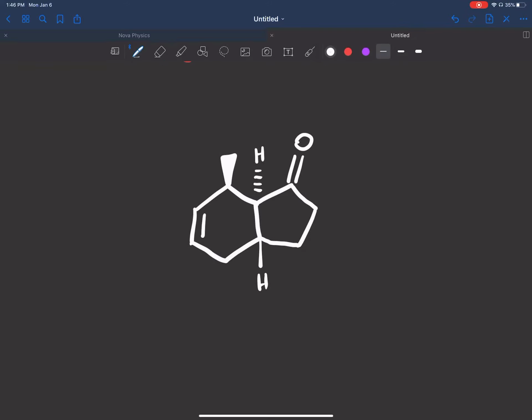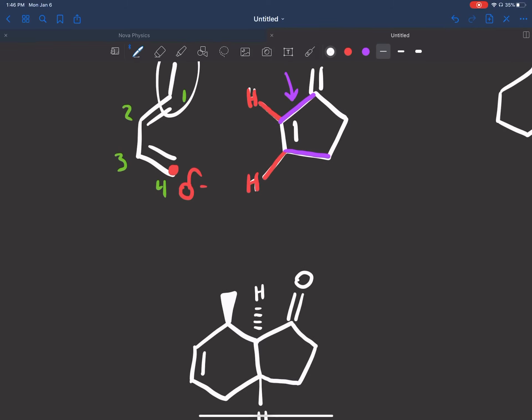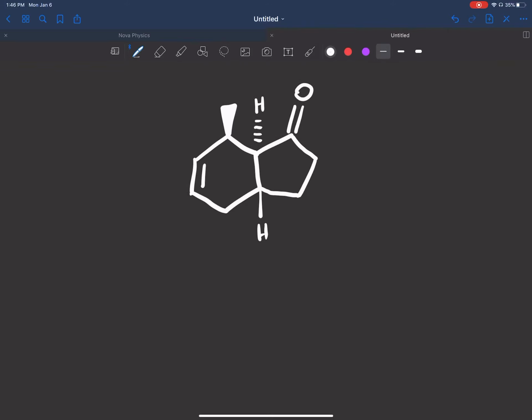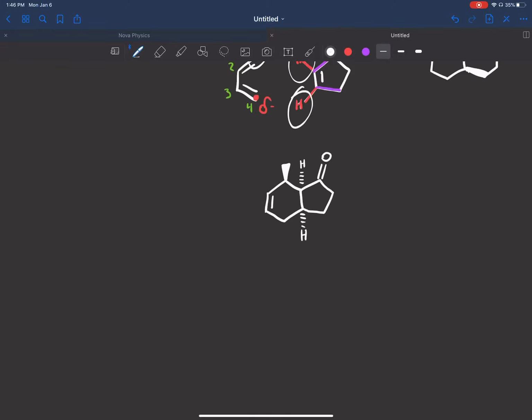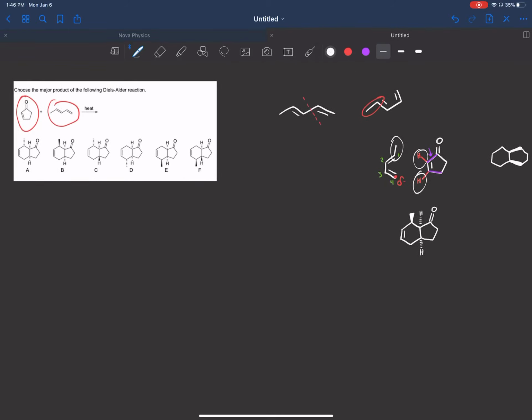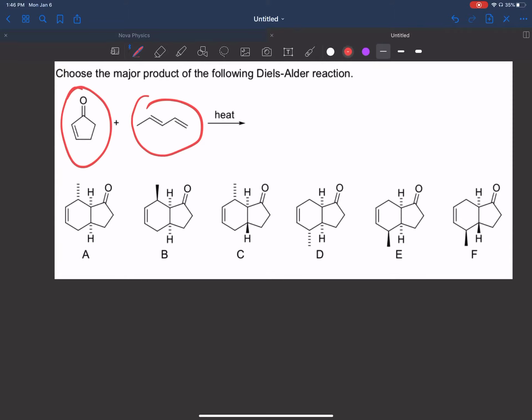And because this hydrogen at the top was dashed, and this hydrogen is supposed to have the same stereochemistry as it, we'll make that dashed as well. All right, and so that's going to be our answer to this question. It's going to be choice B.